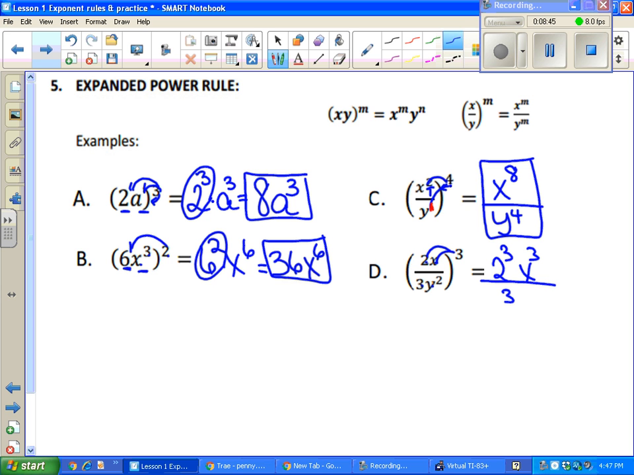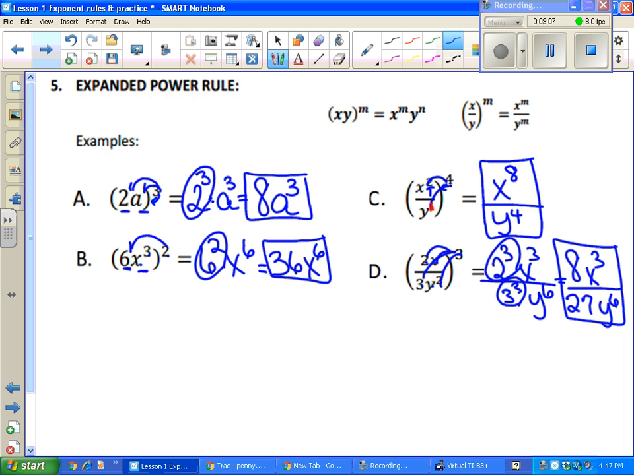3 to the 3rd power. And y to the 2nd to the 3rd power. You multiply a power times a power when it's like that, so I get y to the 6th. 2 to the 3rd needs to be changed to 8, x to the 3rd. 3 to the 3rd needs to be changed to 27, y to the 6th. Final answer has an 8 over 27.